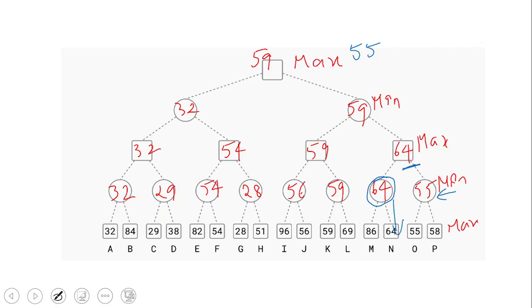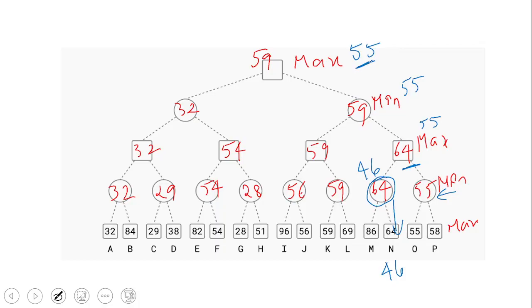Assume that it is less than 55, say instead of 64, this is 46. Then the minimum value is 46. Among these two, 46 and 55, which is the maximum? 55. Okay, then 55, 59, minimum is 55. Then among 32 and 55, maximum is 55. So if you have a chance of changing only one node, and they ask you to get 55 at the root node, this is the node you have to change.